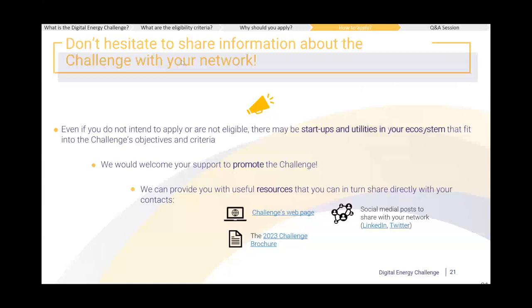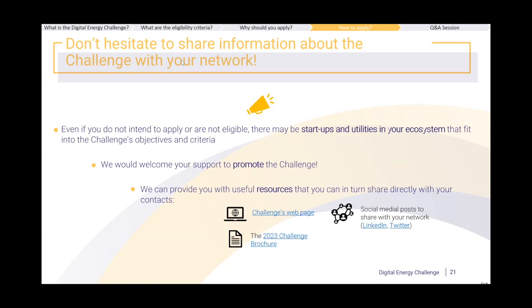And so that was for you guys to be applicants to the challenge. But if you see that in the themes, the themes are not 100% aligned with what you're doing, or feel that in your network there will be other startups or utilities that fit into the challenge's objectives and criteria, please promote the challenge. A successful challenge is a challenge where we have a number of quality applications, and that maximum number of projects can be rewarded and supported for the development. So we're looking for a maximized impact. So don't hesitate to be an advocate for us and support the challenge by sharing the information.